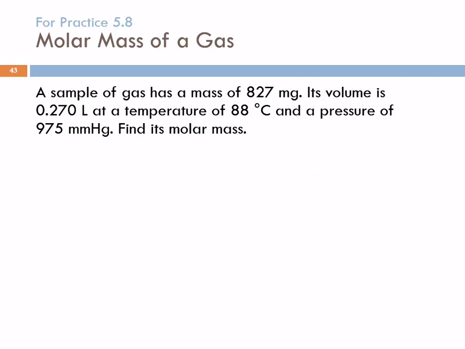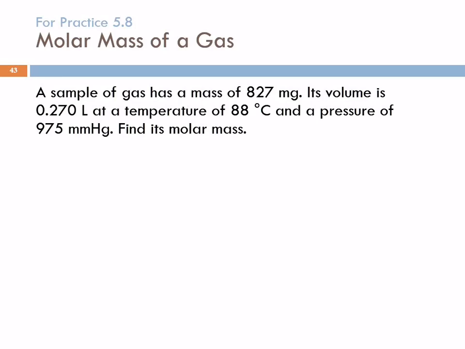So let's do an example of this. A sample of a gas has a mass of 827 milligrams. Its volume is 0.270 liters at a temperature of 88 degrees Celsius and a pressure of 975 millimeters of mercury. Find its molar mass.